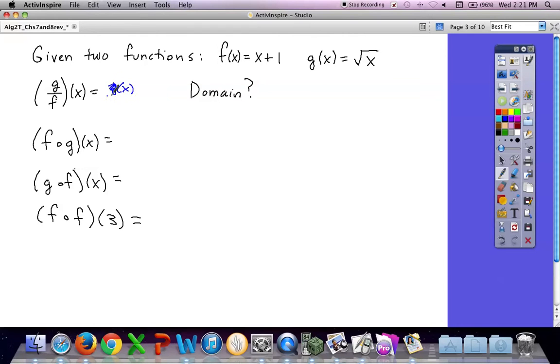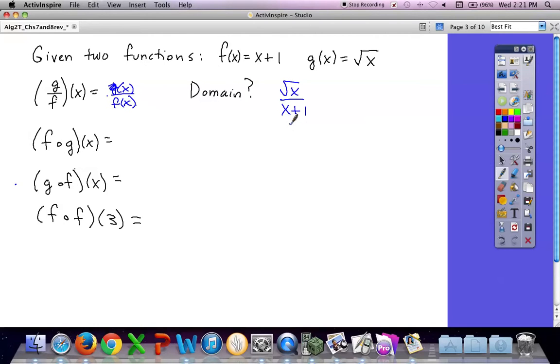g of x divided by f of x. And I'm going to write it over here. That's the square root of x divided by x plus 1. Okay, no simplifying that we can do there. What about domain? What issues do we have with domains?